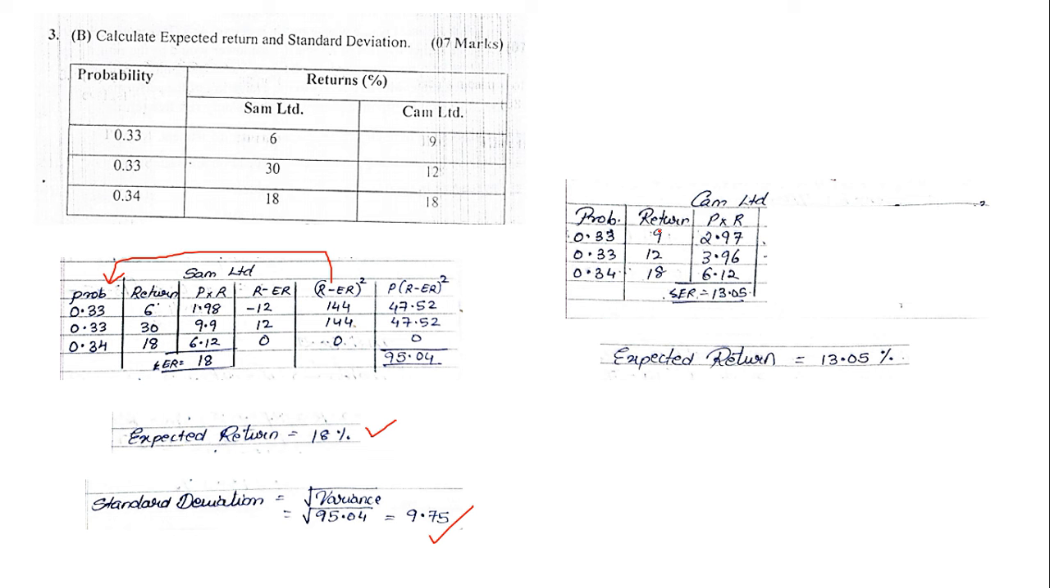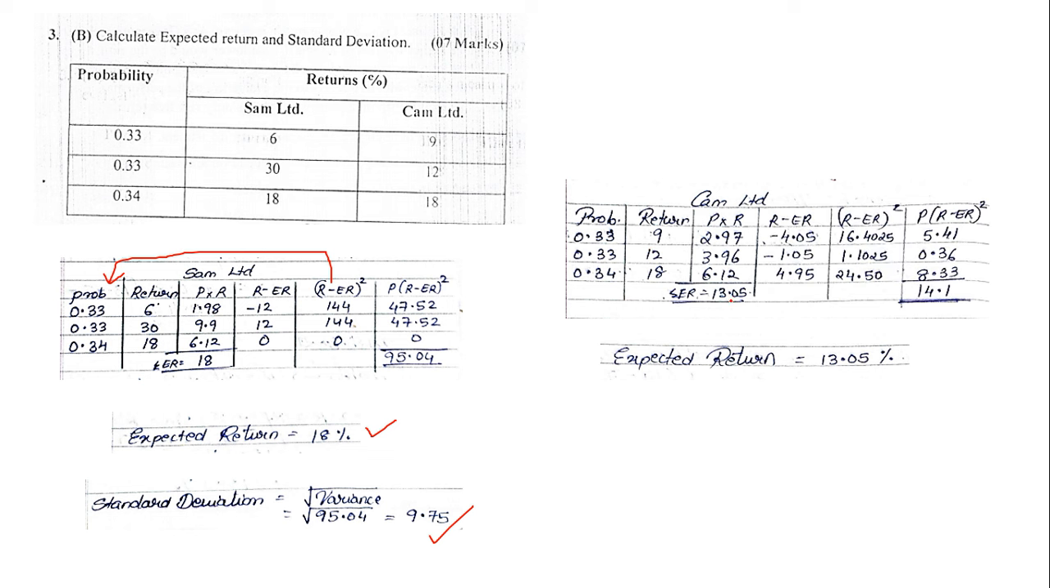Once you get the expected return, we'll go to the next step now. That is return minus expected return: 9 minus 13.05, 12 minus 13.05 and 18 minus 13.05. We get the values as negative 4.05, negative 1.05 and 4.95. Square them up, and it will become 16.4025, 1.1025 and 24.5.